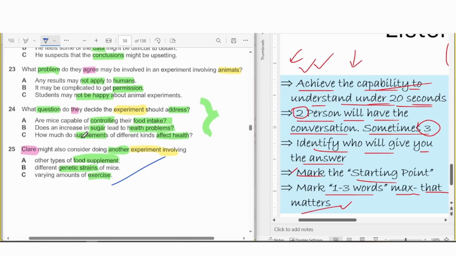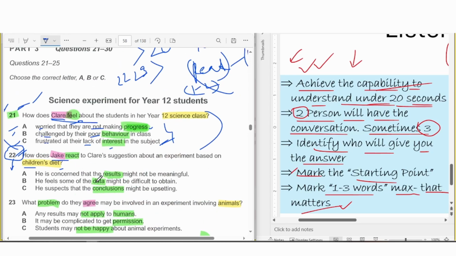And then number 24, the question they are going to address. One is controlling food intake. Is it about controlling food intake, or is it about sugar and health problems, or is it about supplements affecting health? And then number 25, Clary is going to do another experiment. Is it about food supplement, genetic strains, or exercise? Now questions are very clear to you.